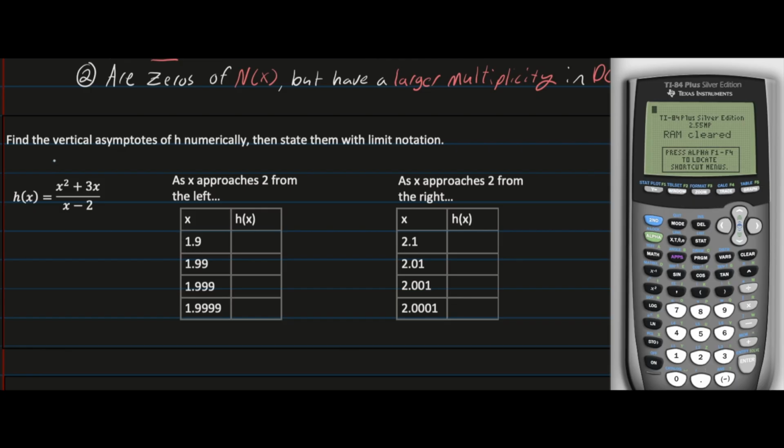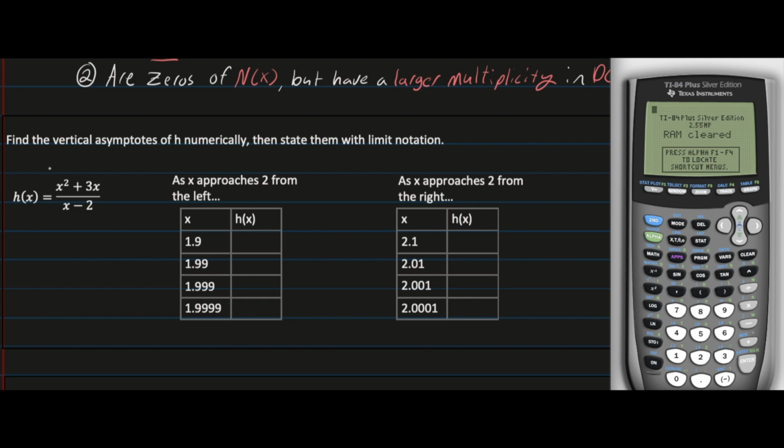So one of my students pointed out to me that I did this wrong the first time I recorded it, so here is my attempt number 2. To find a vertical asymptote numerically, we need to use our calculator. The first thing we're going to do is verify that we actually do have a vertical asymptote with this function h.